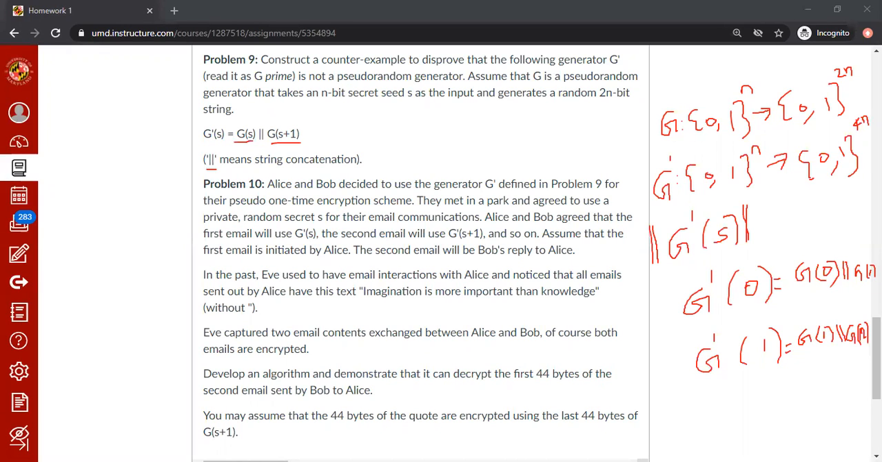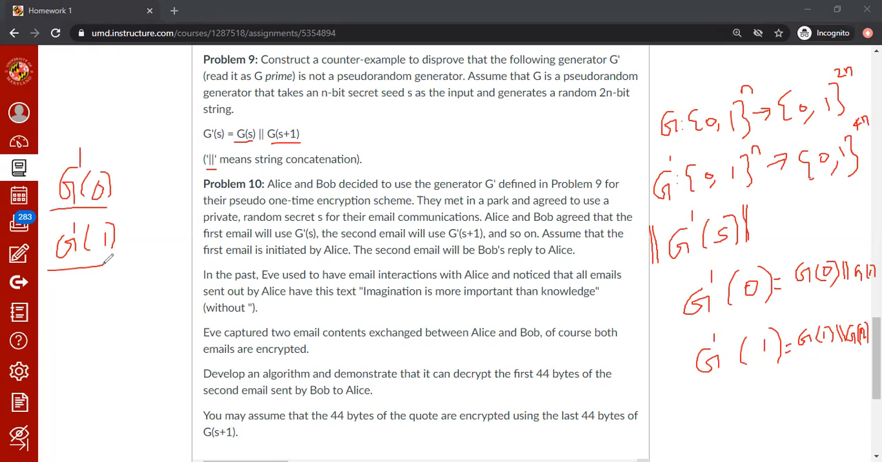If we were interacting with a truly random generator, asking for G prime of 0 and also G prime of 1, we expect these two outputs to be significantly different from each other. You don't have a polynomial time distinguishing algorithm that can tell whether G prime of 0 and G prime of 1 are coming from a pseudo-random generator or from a real random generator.